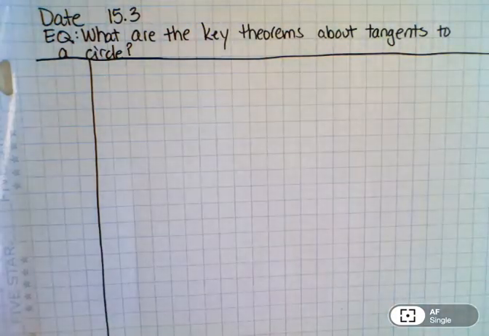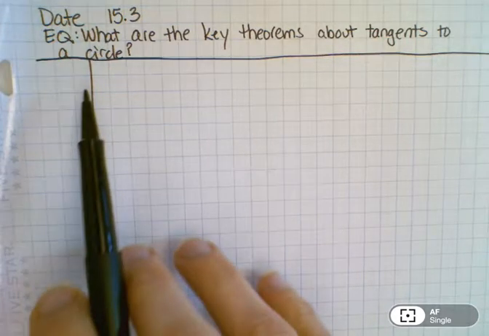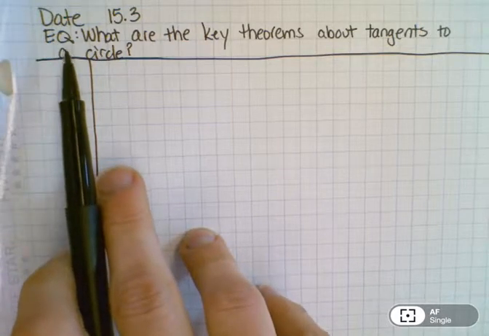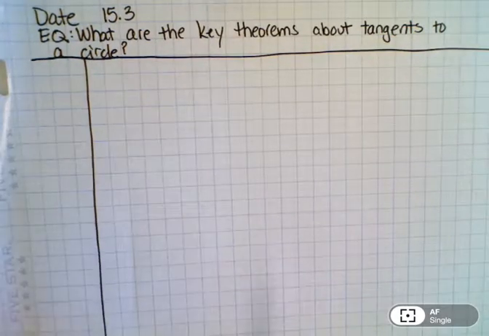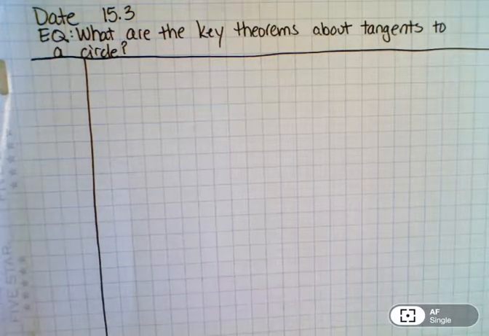We are doing lesson 15.3 today, which is all about tangents to circles. So the essential question, just a reminder that the essential question is always on your assignment sheet if you want to get that set up in advance. But the essential question today is, what are the key theorems about tangents to a circle? And feel free to pause the video while you get that down, but I'm going to go ahead and move right along. So first we need to know what a tangent is.